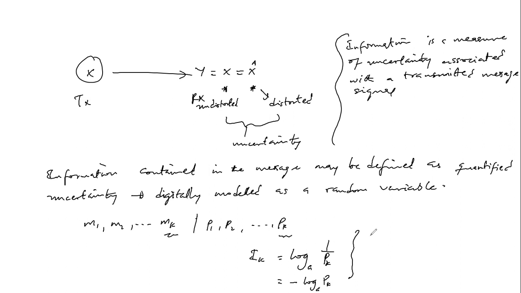Such that if the base is 10, then the unit of information will be Hartley, or better still, Hart, or Ban. Okay? And should the base be 2, as we'll be using in this course, then the units will be bits. What if it is the natural logarithm? So base E, then if A is the same as E, we will have nats. Good.